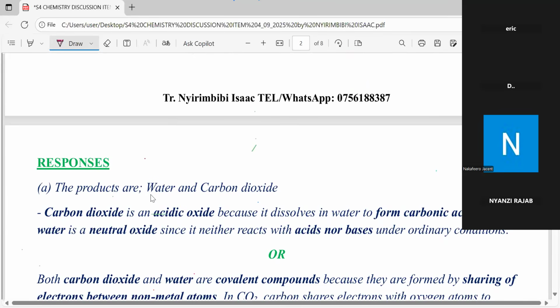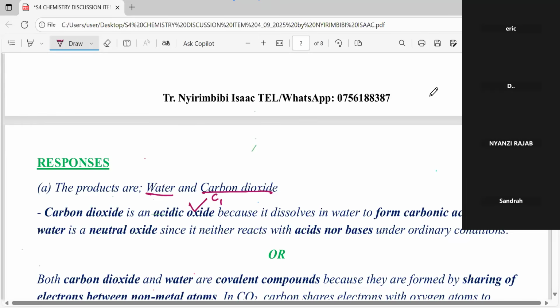We have the products are water and carbon dioxide. Are you seeing that? Then I started by saying carbon dioxide is an acidic oxide. Now, that is the category. You get your score. Because now here we're giving the reason. So after giving the category, you give the reason for the category identified. This is the category identified, and then the reason for the category. That's where we put the scores.